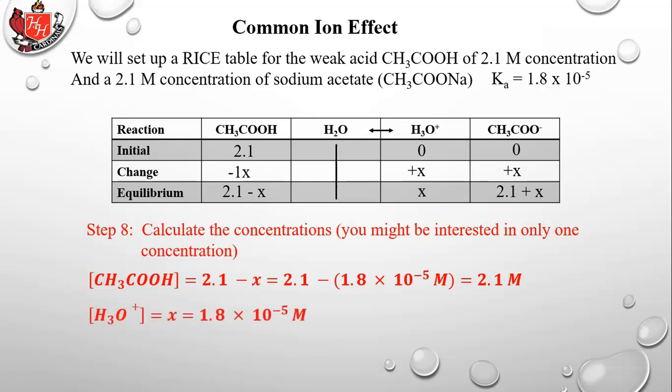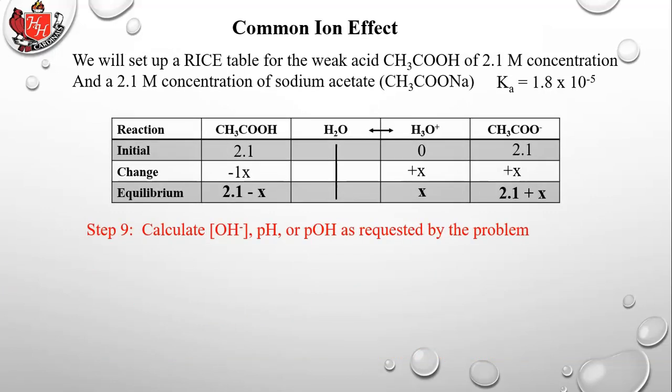Now let's go on. H3O plus. That's easy because we know the value of x, and x is the hydronium ion concentration. So it's simply 1.8 times 10 to the minus fifth molar. Finally, we can figure out the acetate ion concentration, and that's CH3COO minus. So it's 2.1 plus x. Again, the x is so small compared to the 2.1, you can ignore it. The 1.8 times 10 to the minus fifth can be ignored, so it basically equals 2.1.